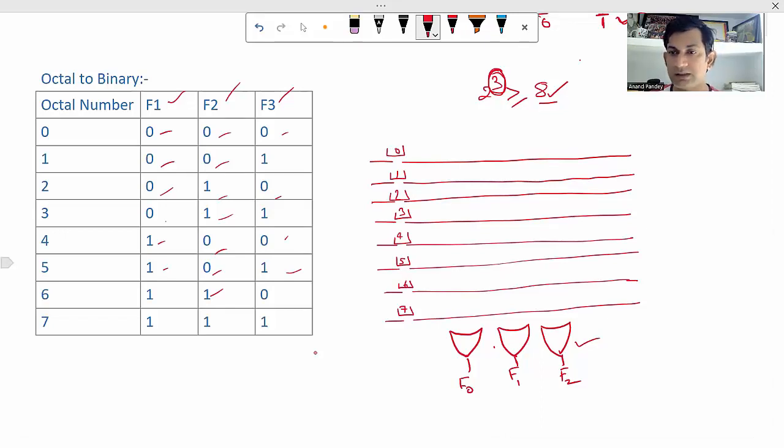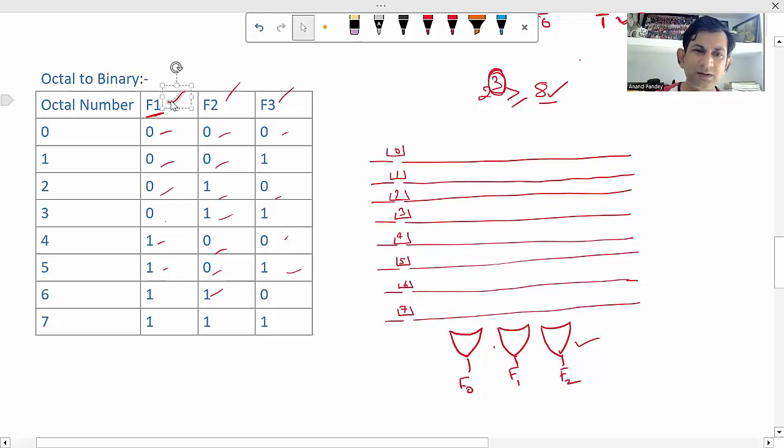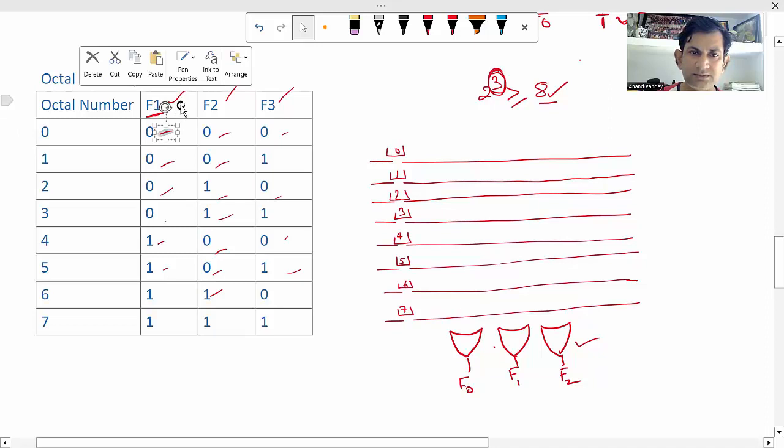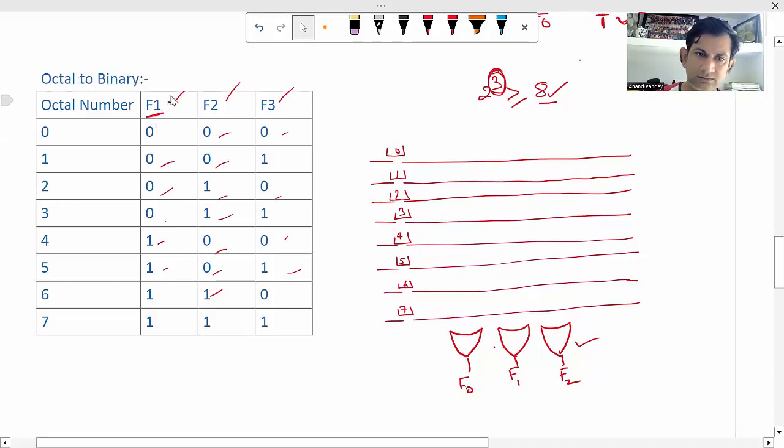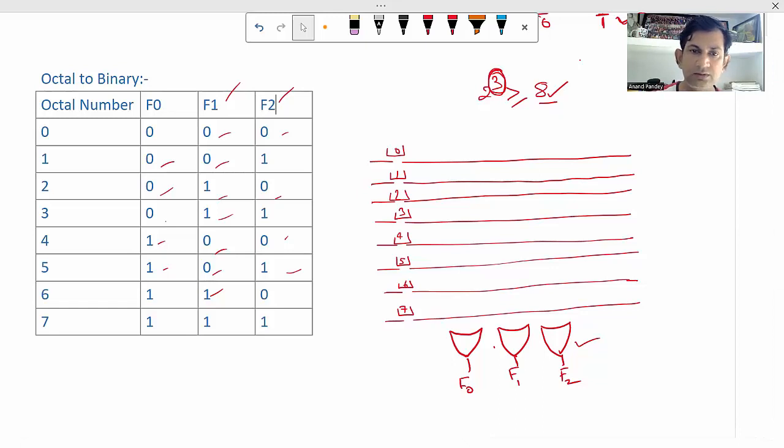Now in the same manner as in the decimal to binary encoder, here also we will join these inputs and output lines. We have written F0, F1, F2. You can write F1, F2, F3 also, it doesn't matter. Just a minute, these things are disturbing. Now listen. Here I'm making 0, then 1, and then 2. F1, F2, F3 writing is also not incorrect as per me.